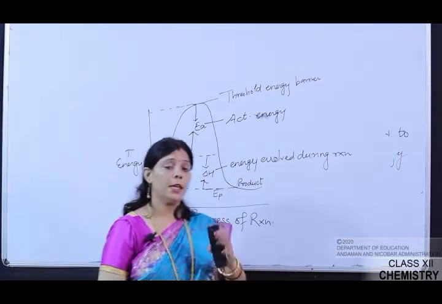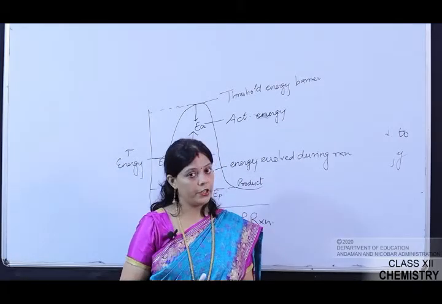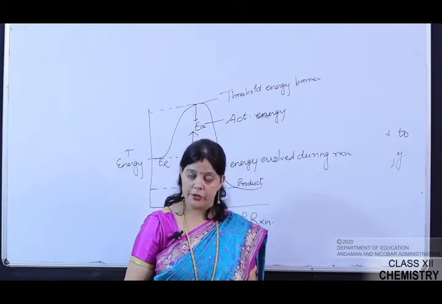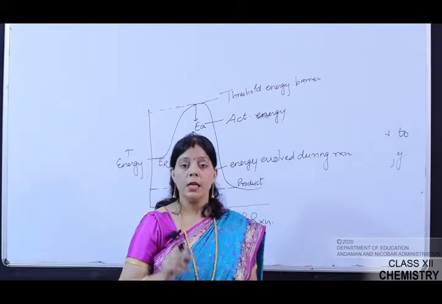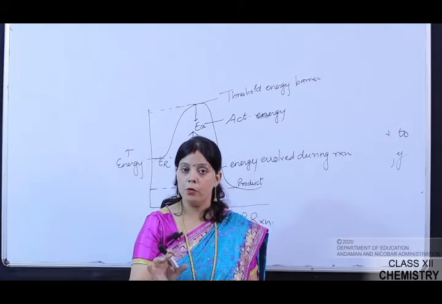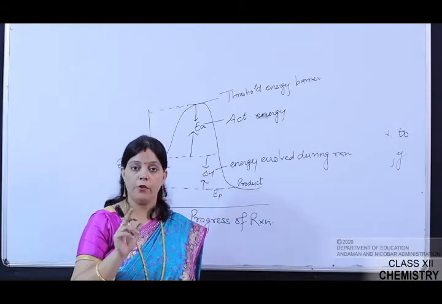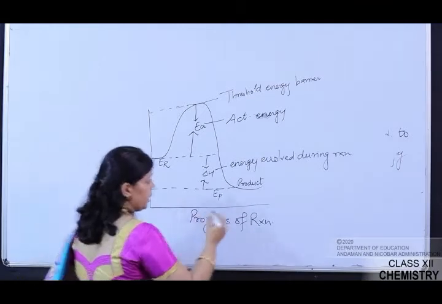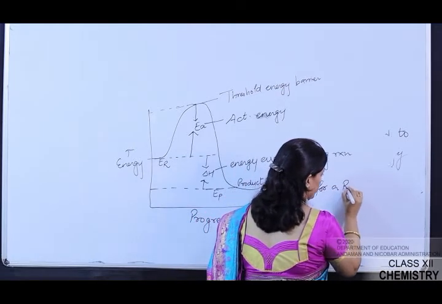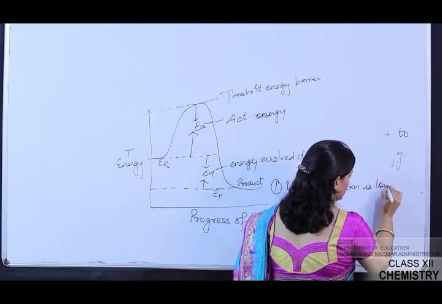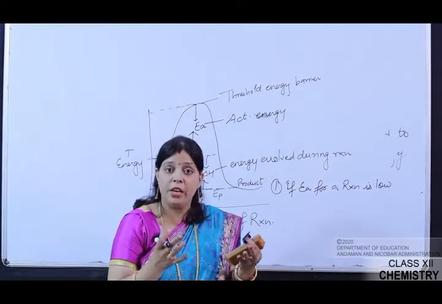So by seeing this, it is clear that every chemical reaction has a definite value of the activation energy, and that activation energy decides the fraction of effective collisions. Effective collision means the collision between the reactant molecules which results in the formation of the product. So the first condition is, if the activation energy for a reaction is low, then what happens? If the activation energy for a reaction is low, it means the activation energy for a reaction is very less.